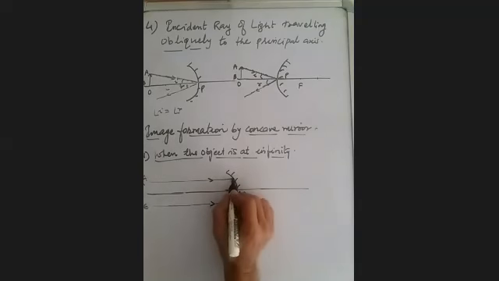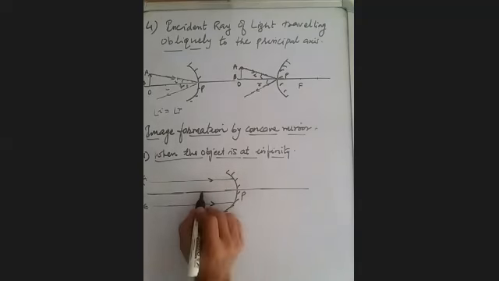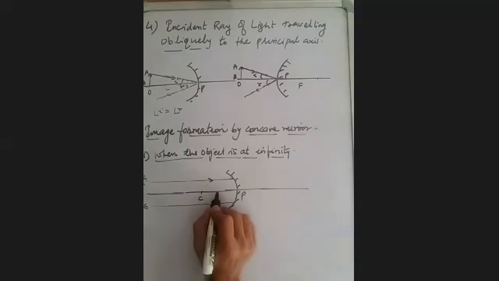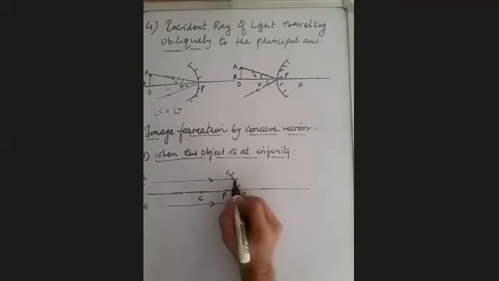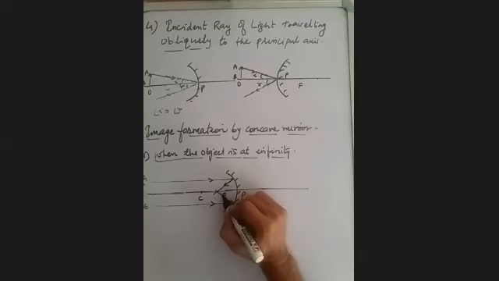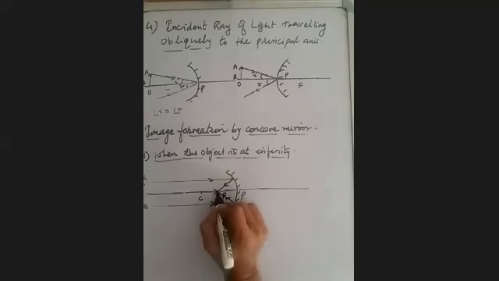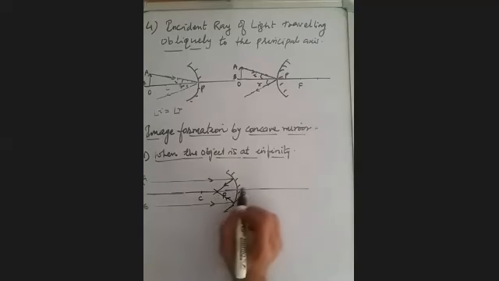So we know that the rays which are parallel to the principal axis, after reflection, pass through the principal focus. So this is the principal focus. So it will pass through the principal focus after reflection, like this. So this point at the principal focus will become the image of that object.